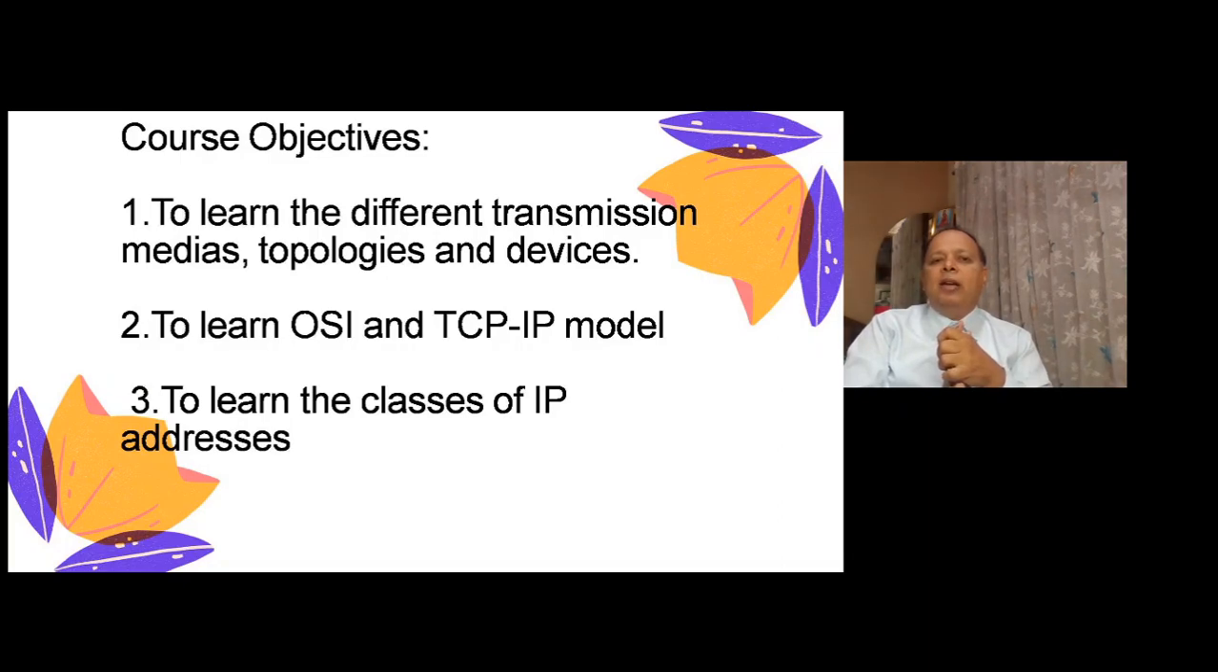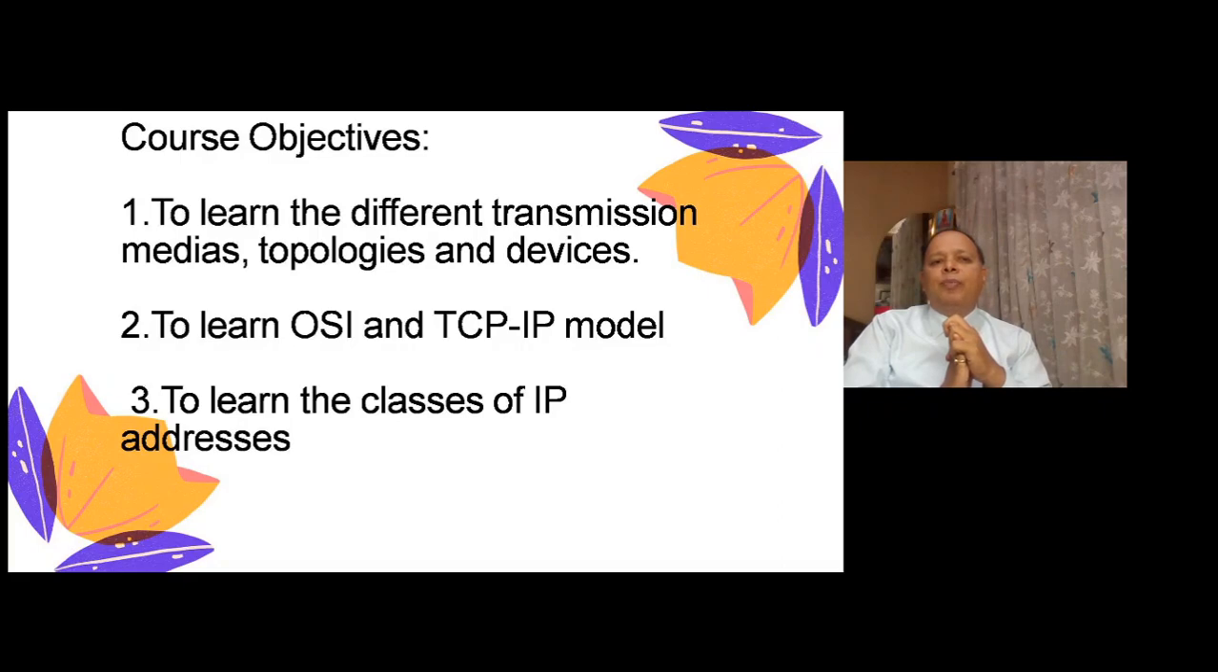And then devices. Devices are nothing but the hardware devices, the components of the network, which are very important, like routers, switches, the servers, and then the clients. So all these devices on the network play a critical role in the functioning of the network.